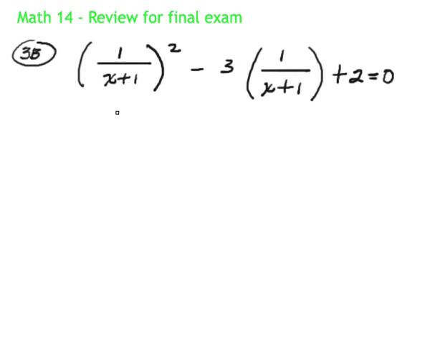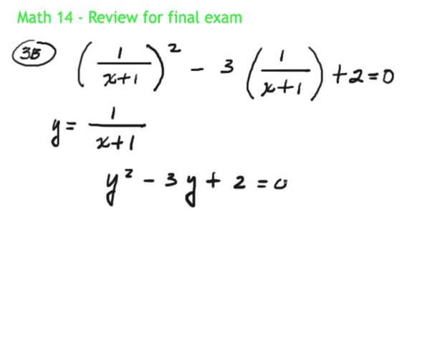In 3b, we have another quadratic-like equation. So that's something squared, and then we have a coefficient times that something, plus a constant equal to 0. So this is quadratic-like, and we'll do what we did in 3a. We'll write y equal to the expression 1 over x plus 1. And then we'll do our substituting, and we have y squared minus 3y plus 2 equal to 0.